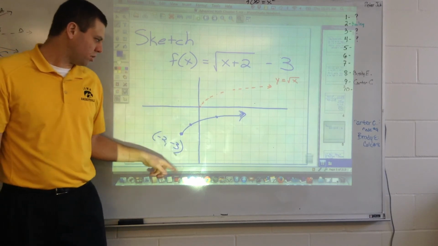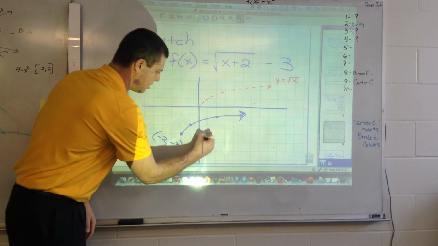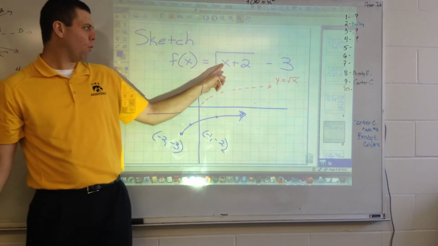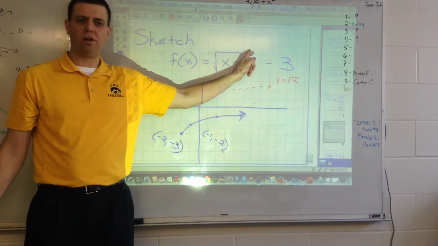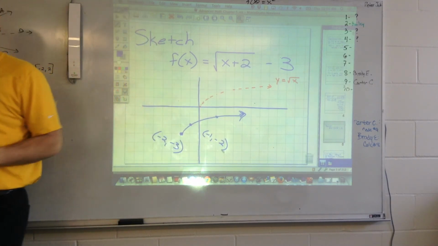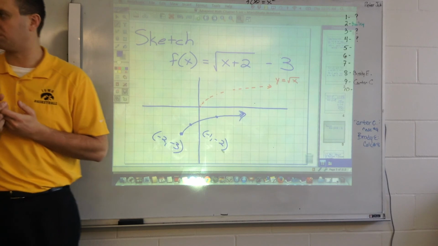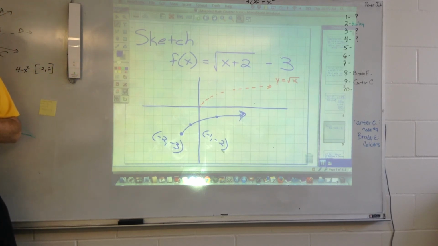I'll check one more just to be certain. This one right here is -1, -2. -1 plus 2 is 1. The square root of 1 is still 1. -3 gives me a -2. All right, I feel pretty good about my graph now. I'm fine. I'll move on to the next problem. Okay, that's what I do when I do these, just to be certain that I'm graphing them correct and I don't have a calculator to graph it for me. Okay? So, thoughts on that?